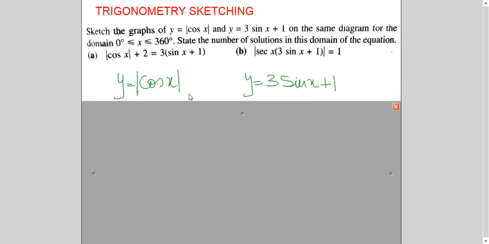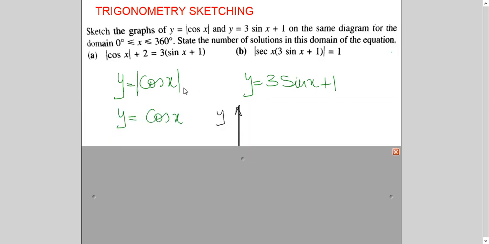So first step is we will sketch the graph of y equals modulus cos x. And after that, we will sketch the graph of y equals 3 sin x plus 1. Now, the technique to sketch the graph of y equals modulus cos x, temporarily you will forget about modulus and just sketch y equals cos x.